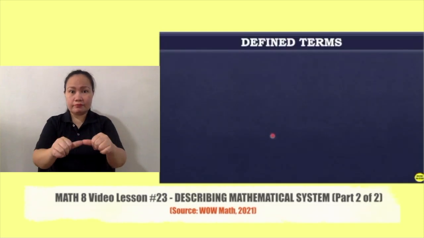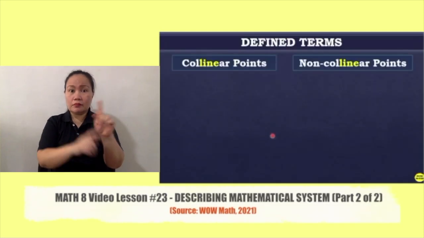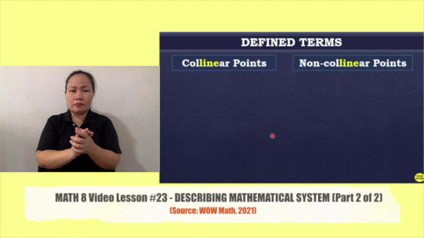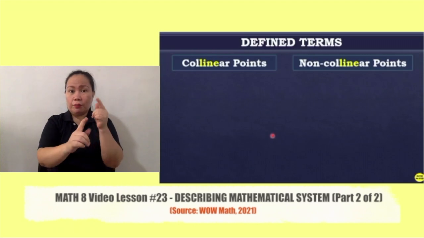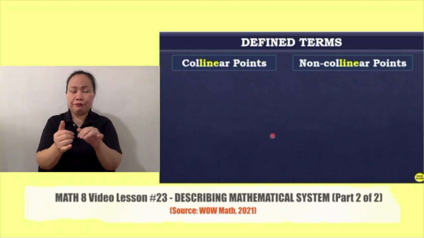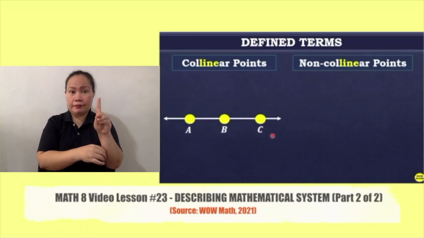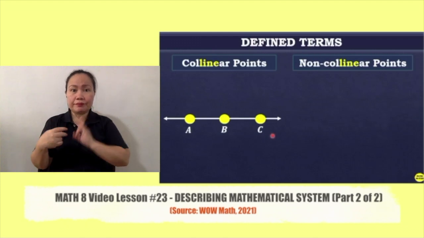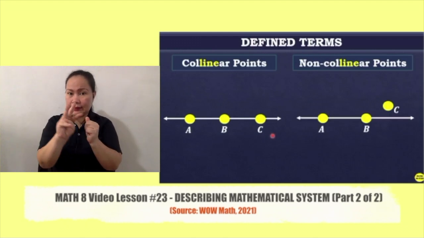Okay, let's proceed to the defined terms. So when we said earlier that the three, point, line, and plane, those are under undefined terms. Okay, so let's focus now on defined terms. These are the ones that have a formal definition, an exact definition.